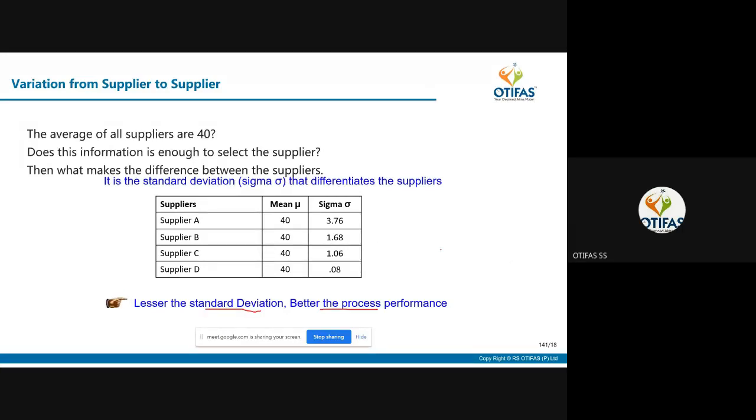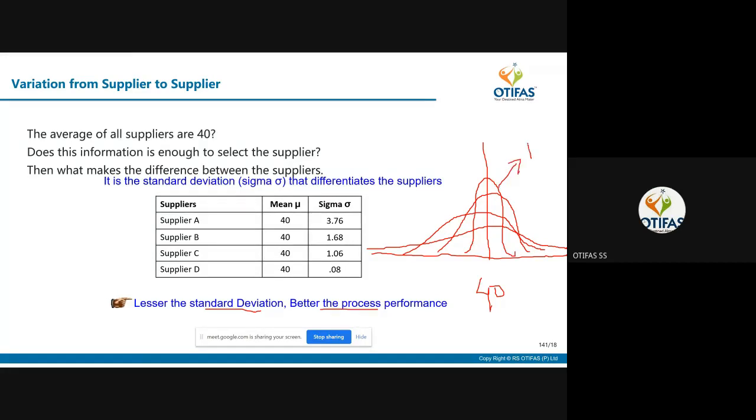performance. Now you can see that if I draw all the 4 graphs, everybody's mean is 40. Now, what makes a difference? For example, if I draw a graph of supplier A, it will look like this. If I draw supplier B, it looks like this. If I draw supplier C, it looks like this. And if you draw supplier D, it looks like this. So this is supplier D, the best supplier.